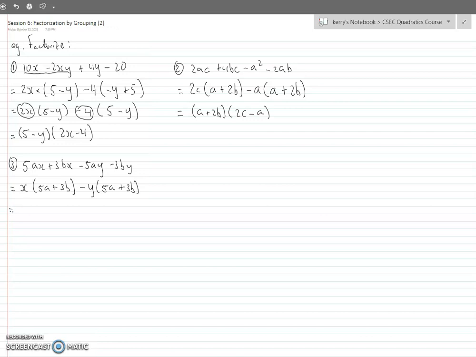And now, just like in the last video when I taught you, these two brackets are common. Imagine that you have a big bracket outside here. You take out the common term, which is 5a plus 3b, and what you are left with is the two terms outside the brackets, x minus y. You'll notice that you're starting to see things in common now, right?